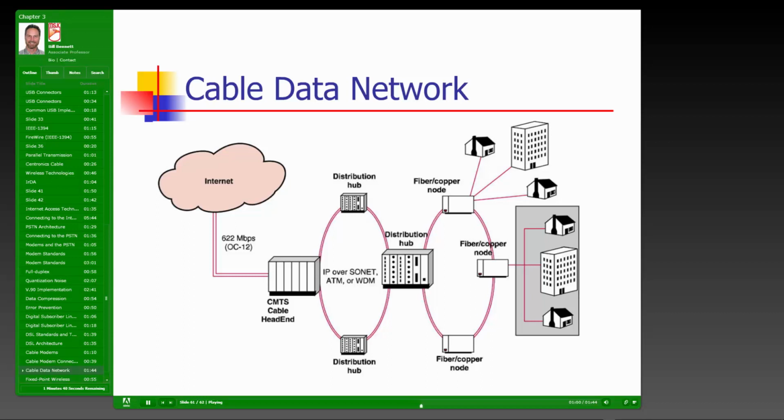You can see that the cable networks are connected through a distribution hub, and they also use the internet protocol on their networks over the underlying data link layers of SONET, ATM, or WDM. And then again making the connection to the internet, and they're showing in this particular case an OC12 link, which we'll talk about in another chapter, but that's the optical carrier link. You have the T services, which are copper-based, and the OC services, which are fiber-based. We'll get into that in a later chapter.